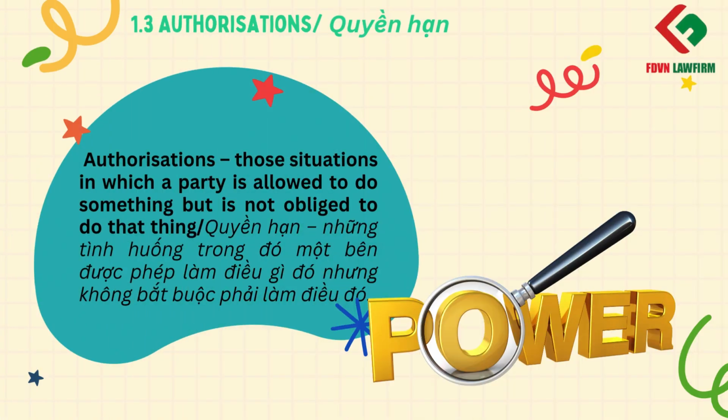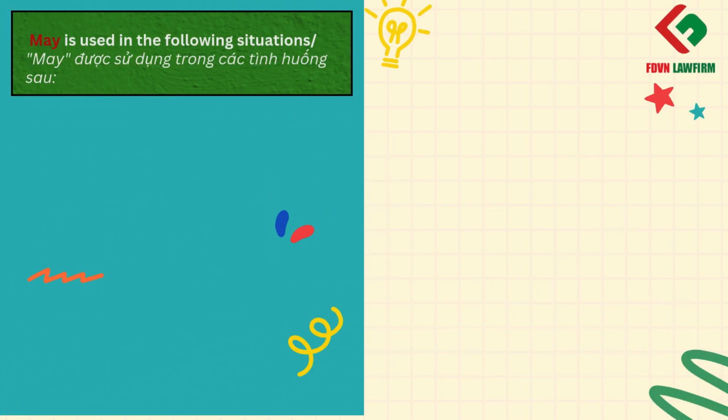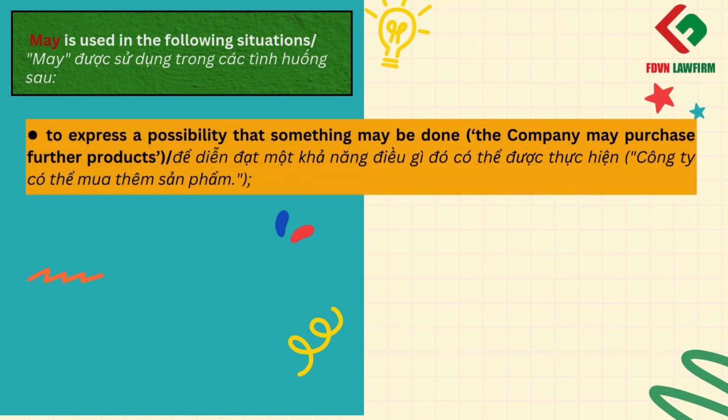Authorizations. Authorizations mean those situations in which a party is allowed to do something but is not obliged to do that thing. May is used in the following situations: to express a possibility that something may be done, for example, the company may purchase further products.